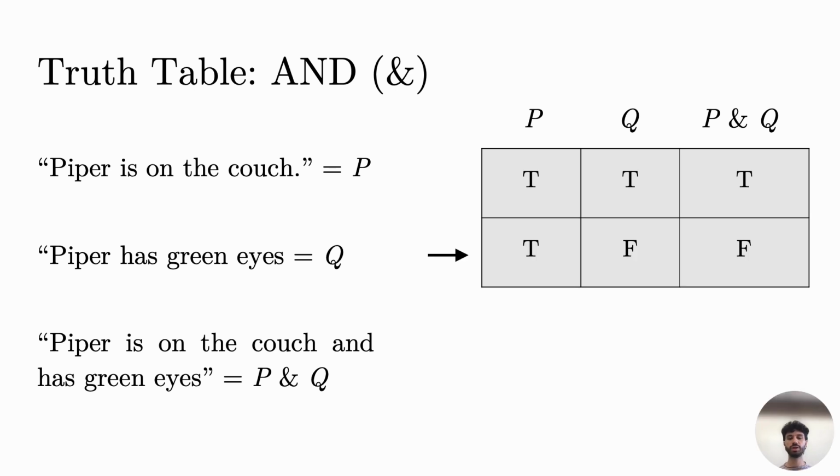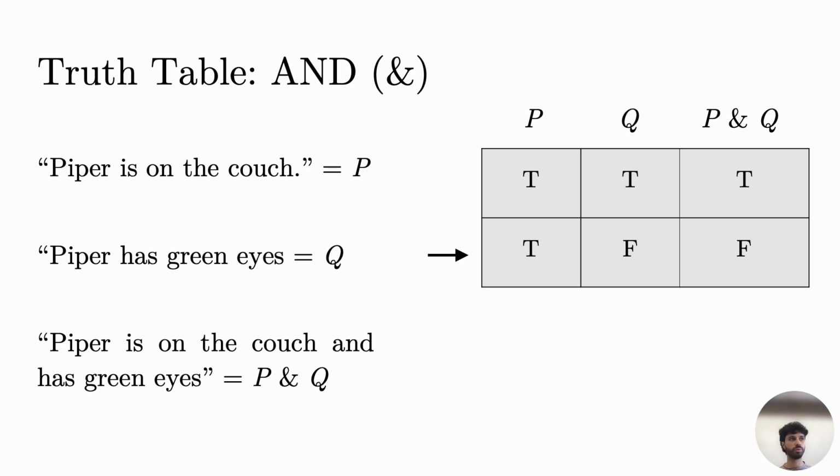Okay, so we had just seen a case where the complex statement is composed of two elements that are true, right? P is true and Q is true. Now we're going to look at a case where one of these elements is false and one of these elements is true. So suppose that Piper in the true world actually doesn't have green eyes, she has brown eyes. So this is going to be a case where P is true, but Q is false. And if you combine these two in the truth table, well, the complex statement P and Q is going to be false.